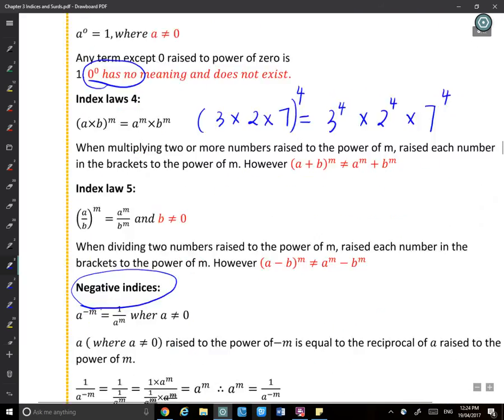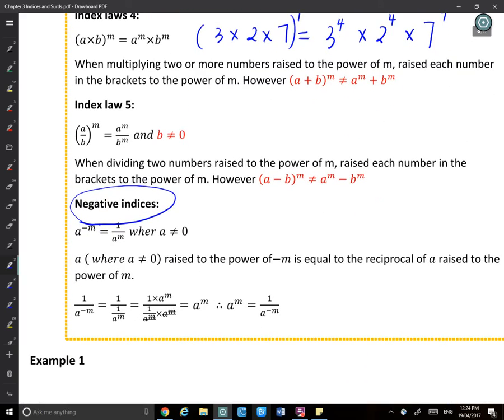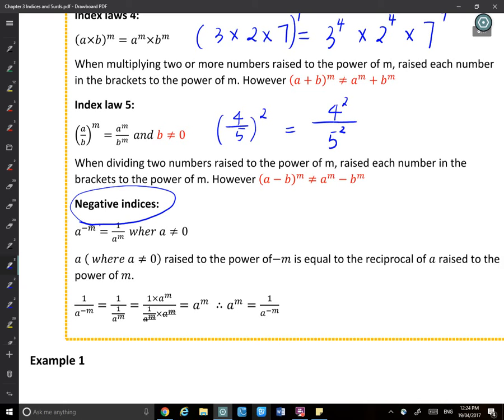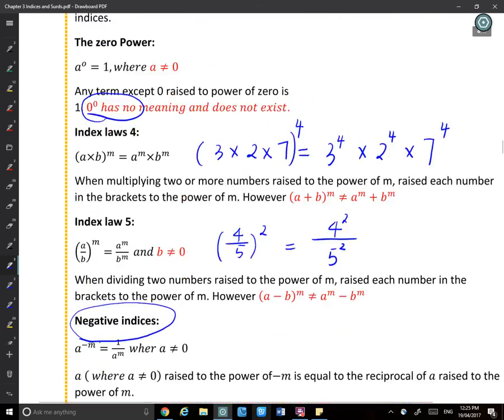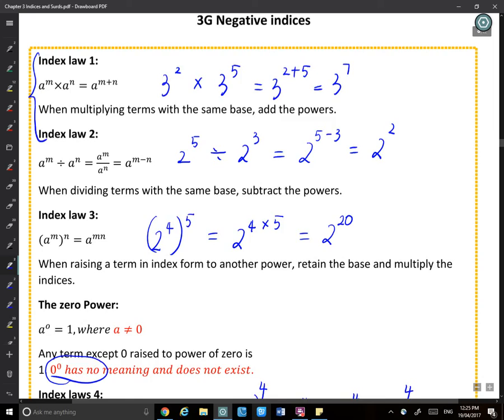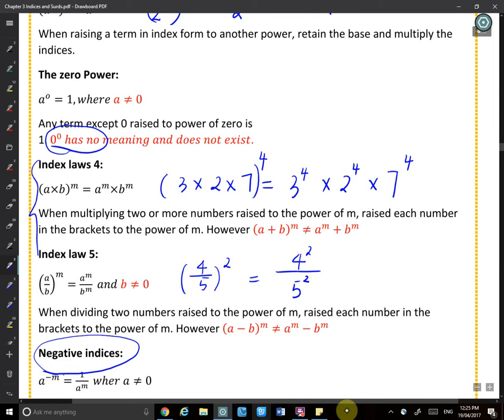And next one, index law 5. If you divide the numbers to a power, you apply the power first and then divide. So we have 4 over 5, all to the power of 2, which equals 4 to the power of 2 over 5 to the power of 2. Laws 1 and 2 are the same kind of rule, and laws 4 and 5 are the same kind of rule. You talk about 1 and 2 together, and 4 and 5 together.